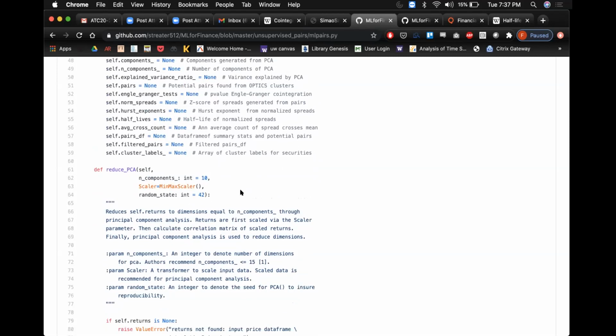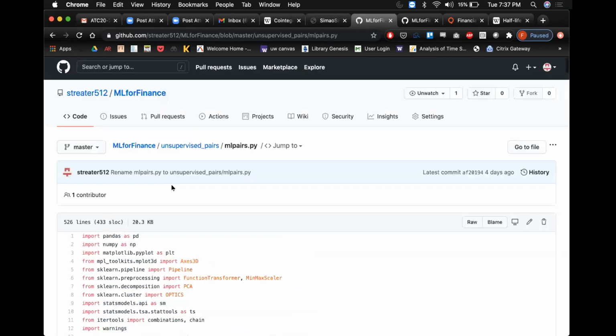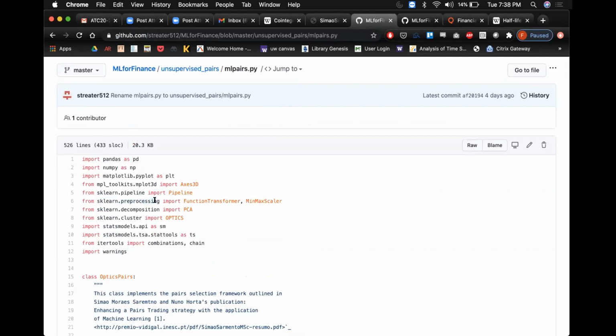PCA requires, or is best if, the data that has been input is scaled. So here I used a min-max scaler. I think that going forward, I want to change this to a standard scaler, making each of the returns a z-score instead of using this min-max scaler. This min-max scaler is from sklearn and their pre-processing library. They've got a whole bunch of ways to pre-process data, including a bunch of different types of scalers.